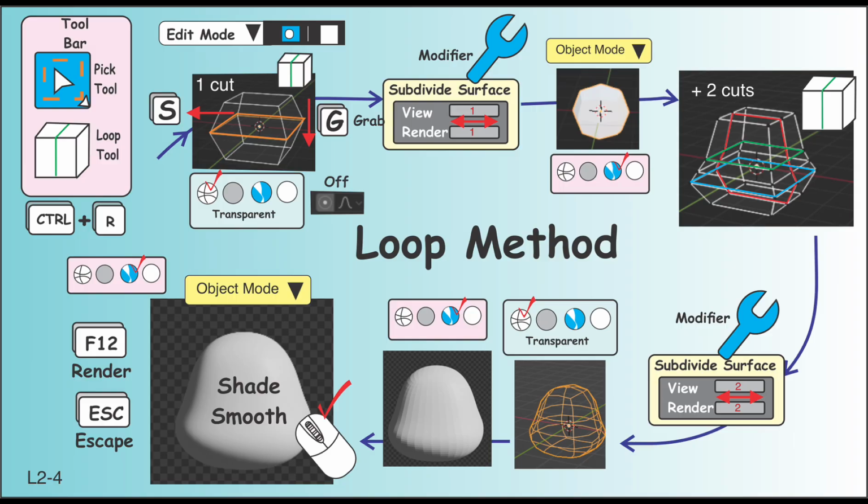The shape is still bumpy, so I added a second subdivide surface. Then I increased the strength to 2. It's still bumpy, so I added a shade smooth selection. I rendered it with F12 and it renders smooth. Use the escape key to exit the render mode.